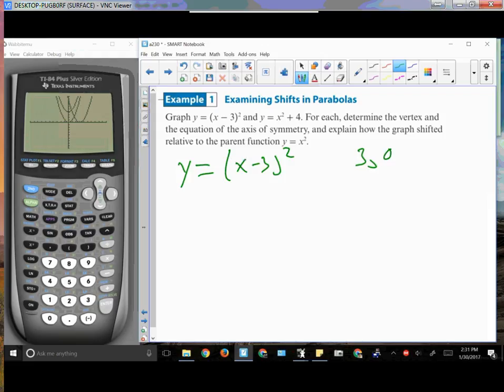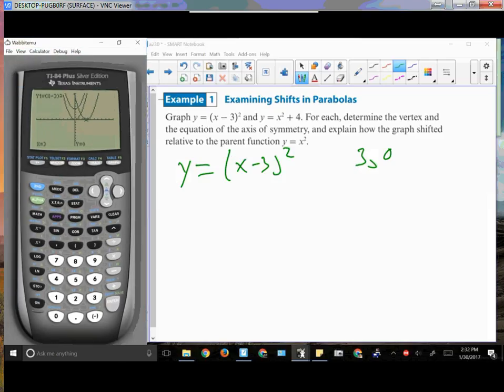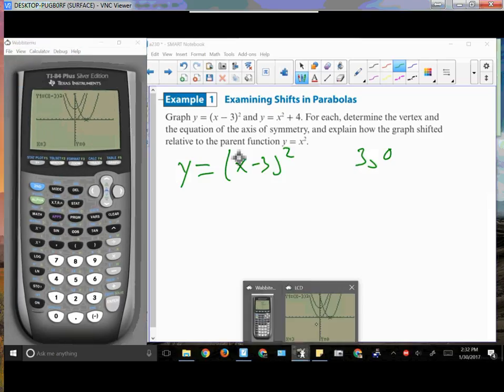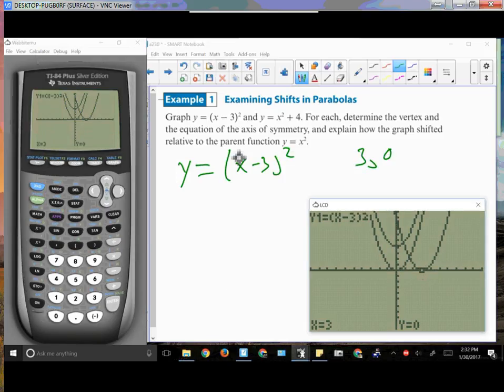How do I know that? Because it got shifted 3 units to the right. If I were to put the trace on this, and go on to my first equation, I put 3 in here, I end up with 3 and 0, and it is down here at the bottom. So I've got it sitting down here.